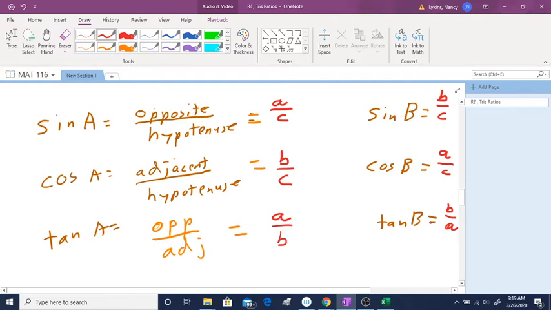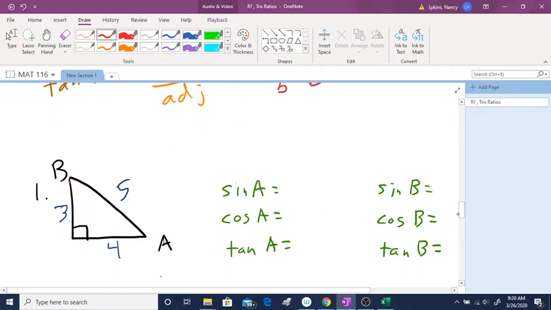Now there are a couple of different ways that you could check yourself. Sine A right here is always the same as cosine of B. Both of them have the ratio a over c. Now the cosine of A and the sine of B are always the same. In this case, they're b over c. And your tangents are reciprocals, or basically the fraction is flipped. So the tangent of A, a over b, if you flip it, gives you the tangent of B, which is b over a. So now we're going to put some numbers along with this.